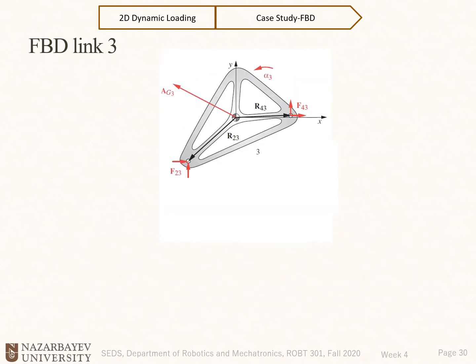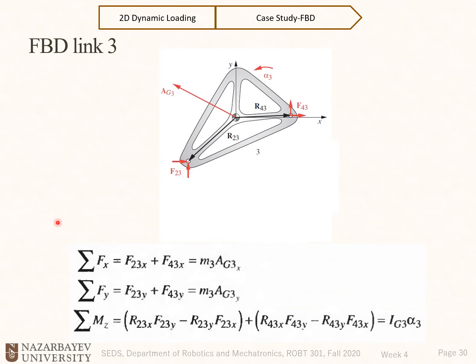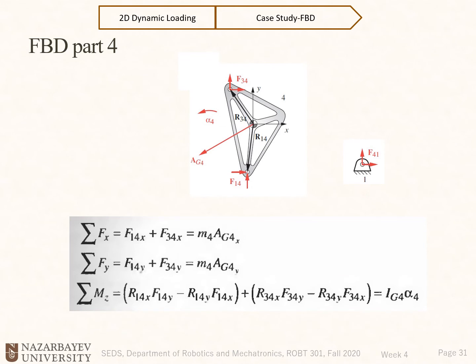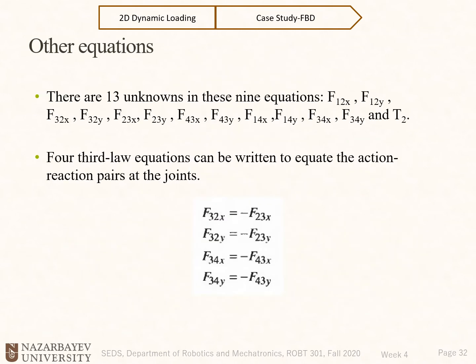For link 3, the same method could be applied, and we could have three equations. Please write these equations by yourself, one by one, to understand how these equations are derived. And for body 4, again, a similar set of equations could be derived. So now we have nine equations, three for each body, and 13 unknowns.